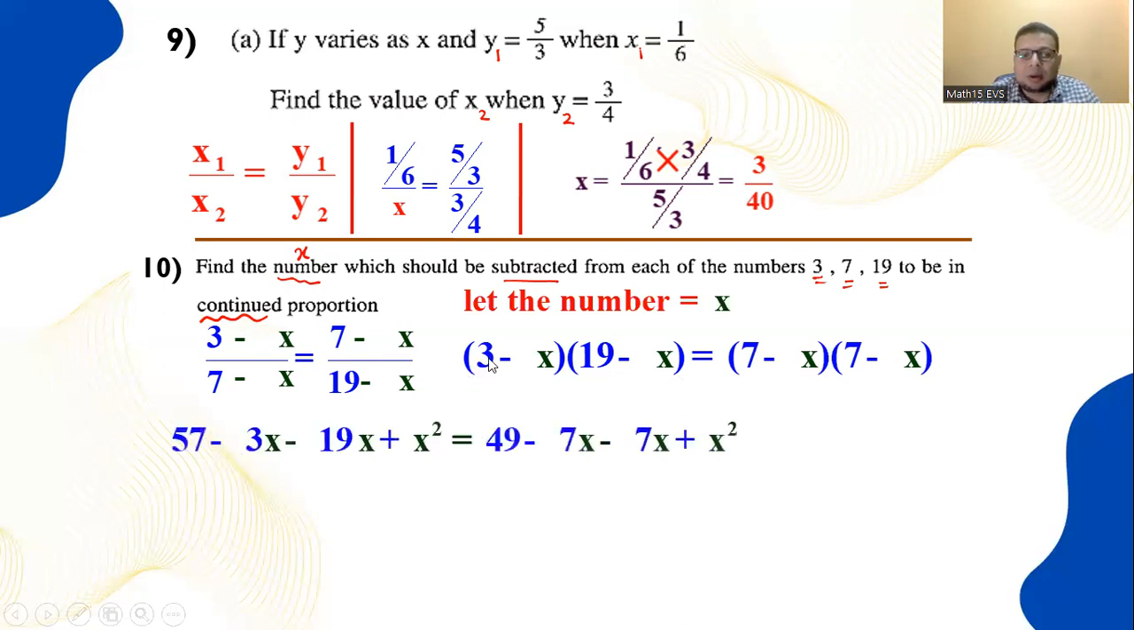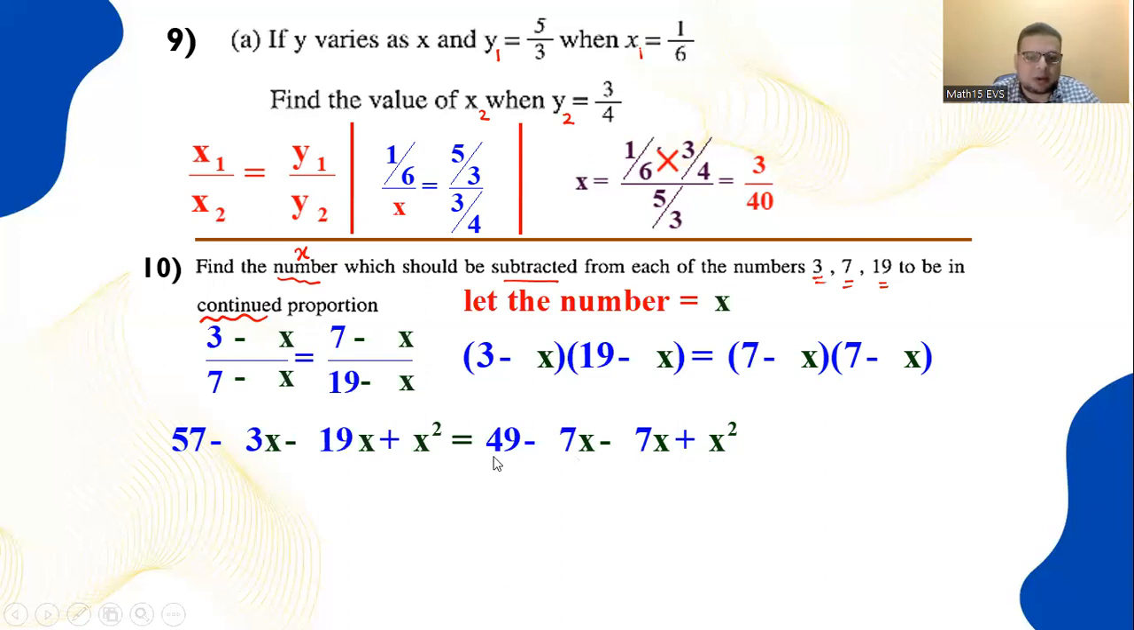So you will make distribution. 3 times 19 will be 57. 3 times negative x will be negative 3x. Negative x times 19 will be negative 19x. Negative x by negative x will be positive x squared. And also here, 7 by 7, 49. 7 by negative x, negative 7x. Negative x by 7, negative 7x. Negative x by negative x will be positive x squared.